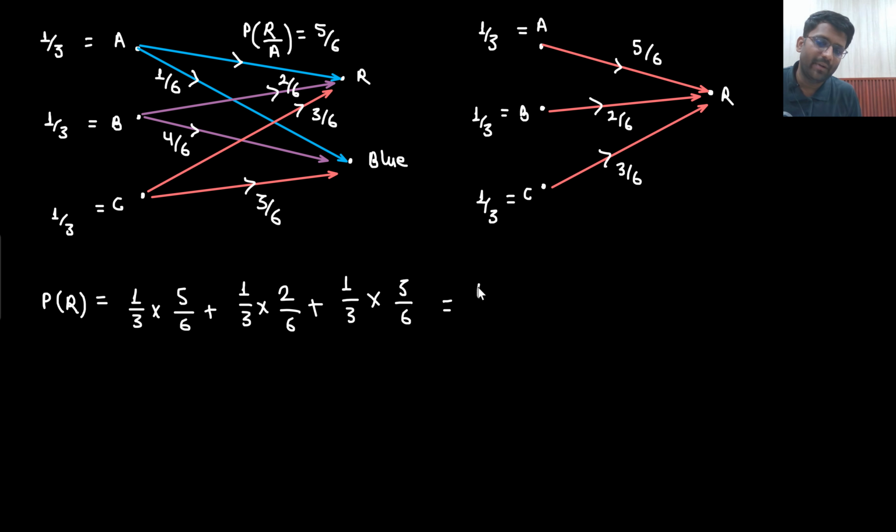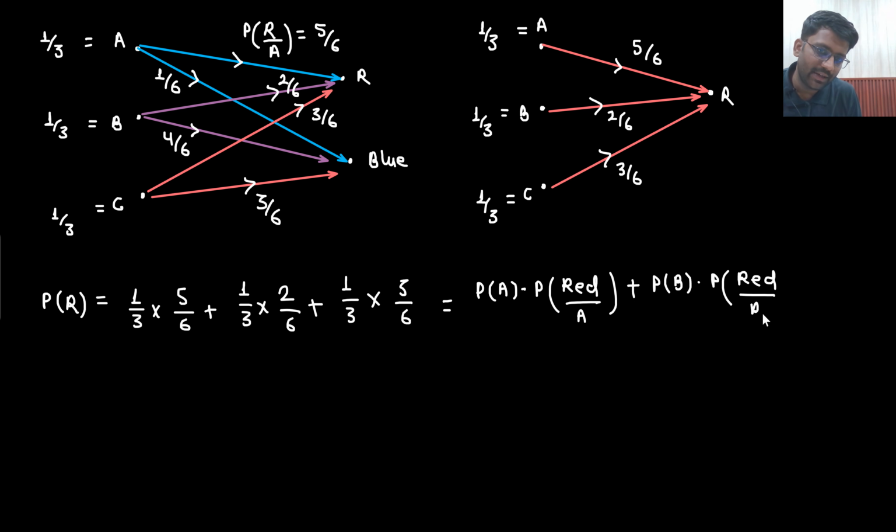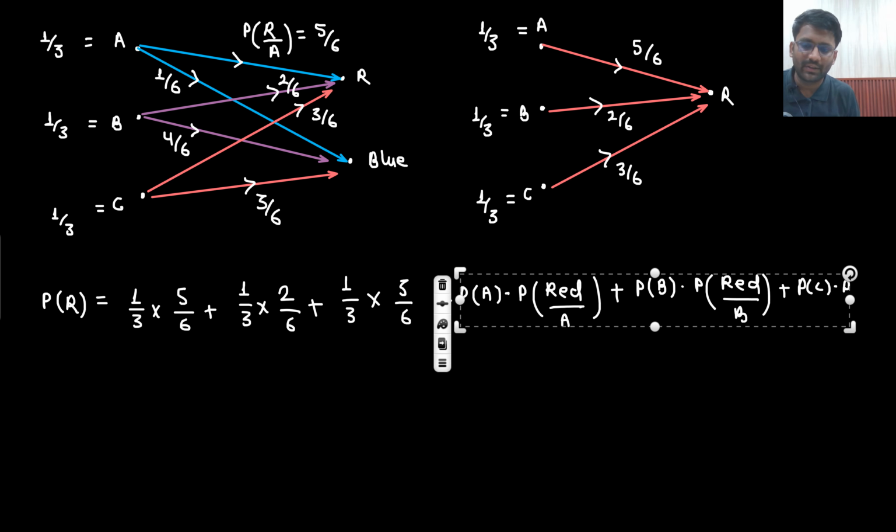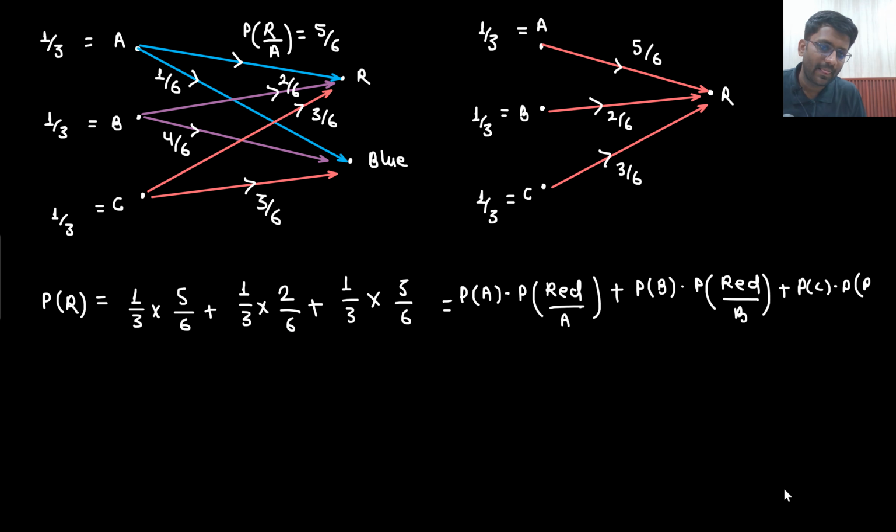It is like the probability of selecting box A multiplied with the probability of receiving a red ball given that box A was selected, or the probability of selecting box B multiplied with the probability of receiving a red ball given that box B was selected, or the probability of selecting box C multiplied with the probability of getting a red ball given that box C was selected. That's the scenario.